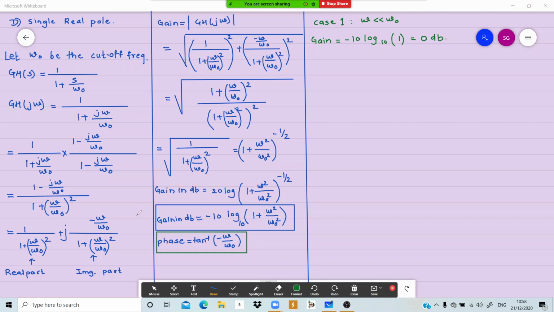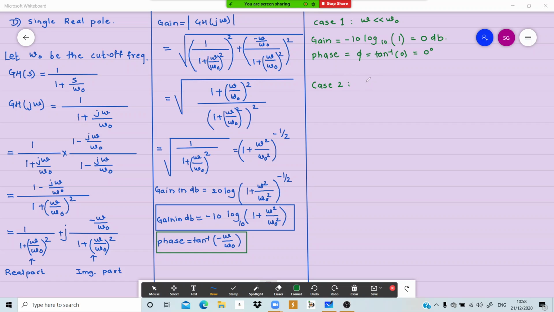Clear? Right? And along the same line, when you are talking about the phase for this, which I'll say phi, omega is very less compared with omega 0. Definitely this ratio is approaching 0 when your omega is very small compared with your omega 0. In that case it is tan inverse of 0, and tan inverse of 0 is 0. I'll write 0 degree. Clear? Now we'll go for case 2.